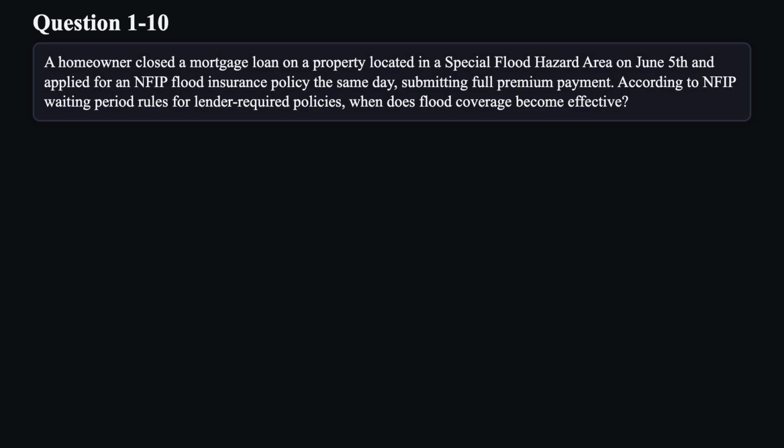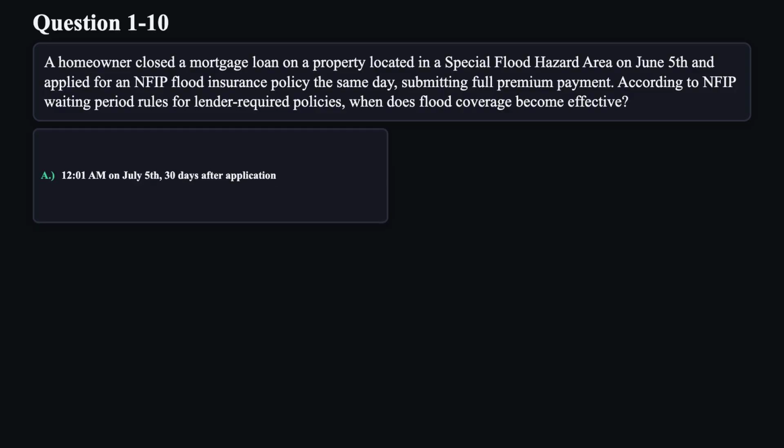Question 10. A homeowner closed a mortgage loan on a property located in a special flood hazard area on June 5th and applied for an NFIP flood insurance policy the same day, submitting full premium payment. According to NFIP waiting period rules for lender-required policies, when does flood coverage become effective?